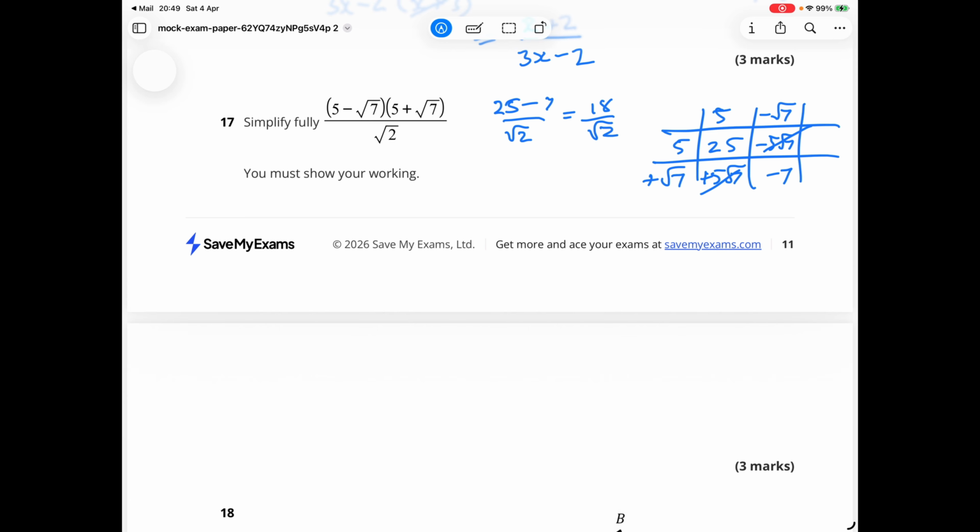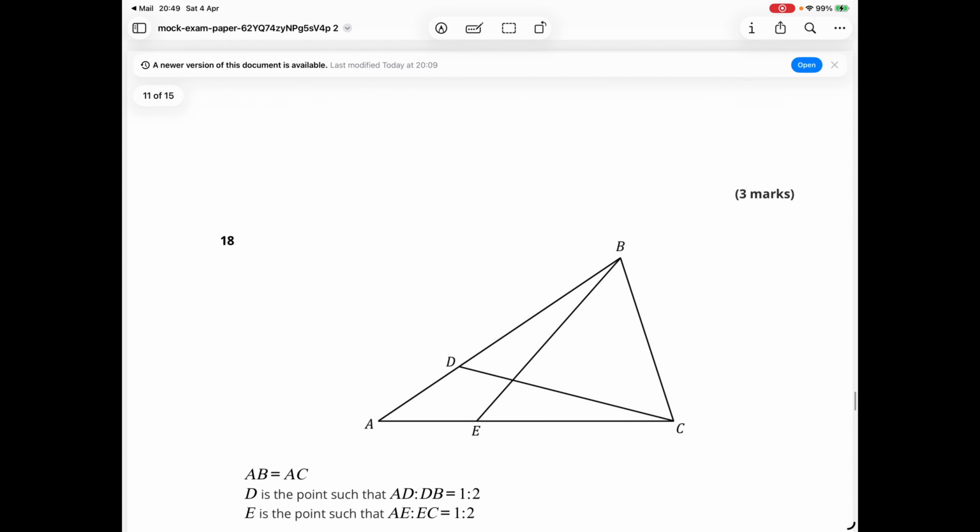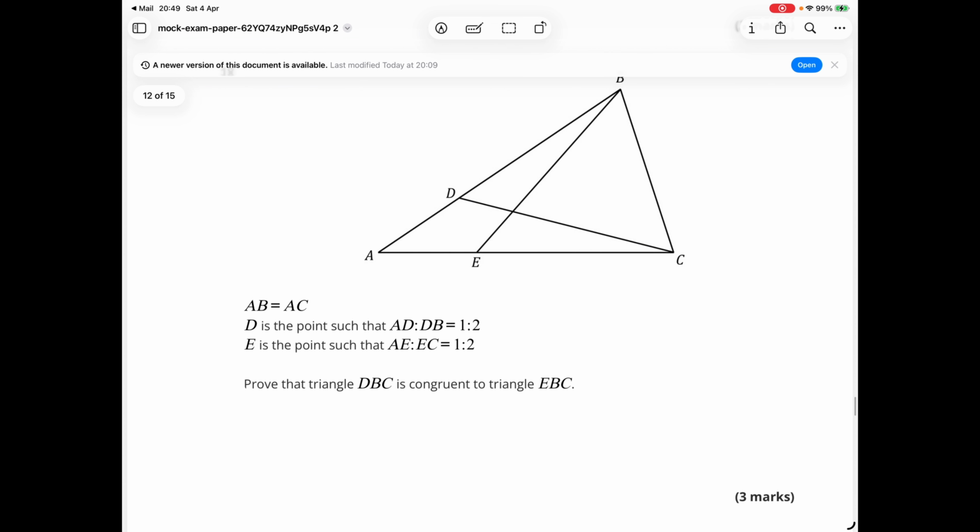Now we're just going to have to times by root 2 on the top and the bottom. Then on the bottom we get 2, and on the top we get 18 root 2. And so that means we get 9 root 2. So it's quite straightforward, but I hate it when people say that, but we're going to say that anyway.